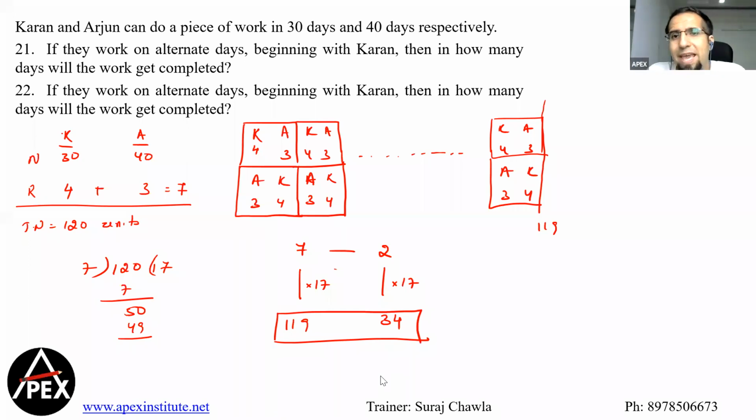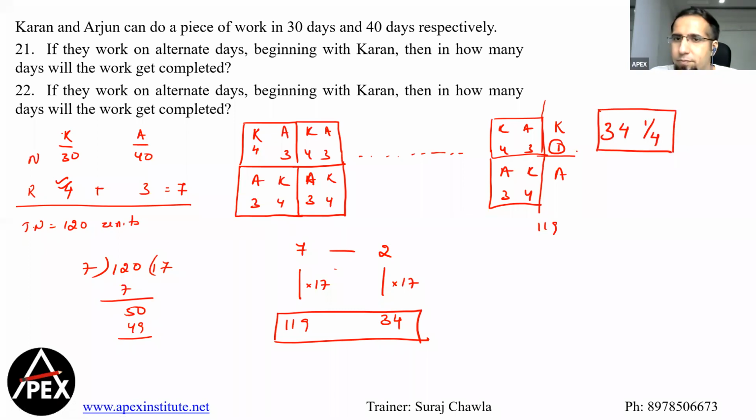Now, if K is starting the work, it is K's turn to come. If A is starting the work, it is A's turn to come. Now tell me, guys, we need only 1 unit. If K can complete 4 units in a day, can I say to complete 1 unit, K will take 1 by 4 days?